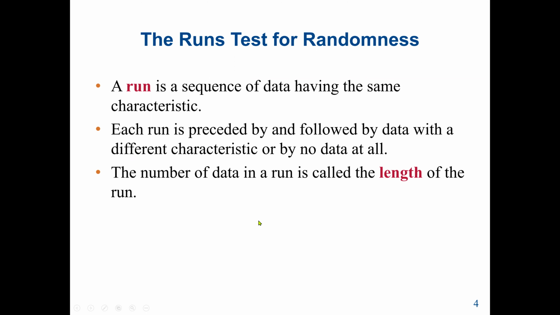So the number of data in a run is called the length of the run. For example, if I toss a coin 10 times and I have 6 heads and 4 tails, the length of the run is 10 because we have 10 outcomes from 10 coin tosses. So the number of data in a run is called the length of the run. And also each run is preceded by and followed by data with a different characteristic.